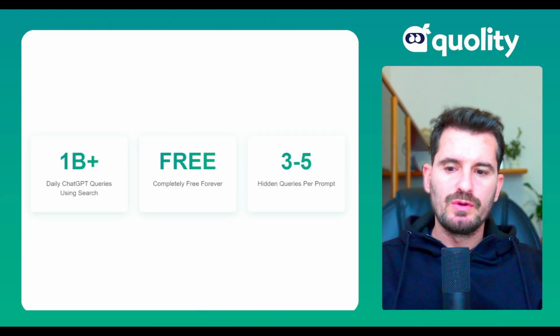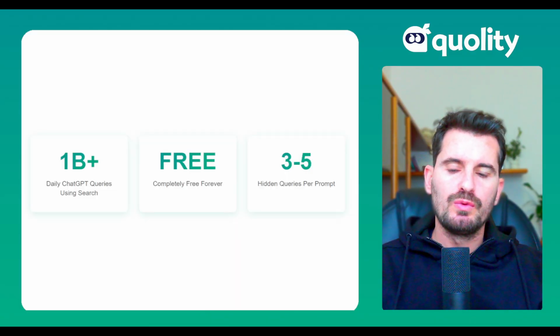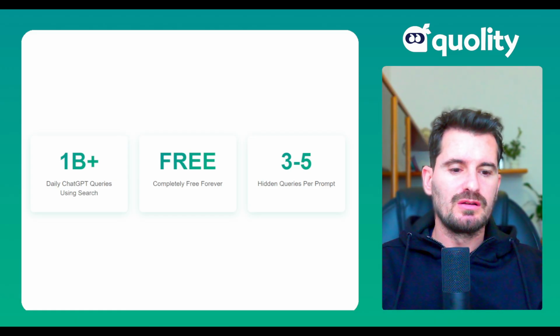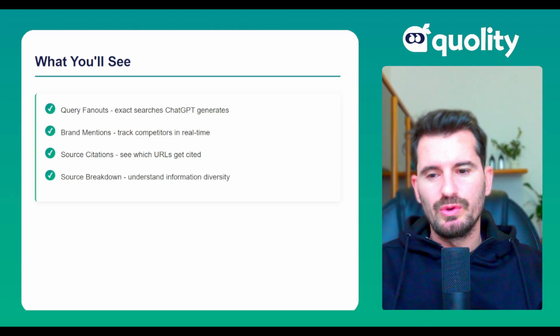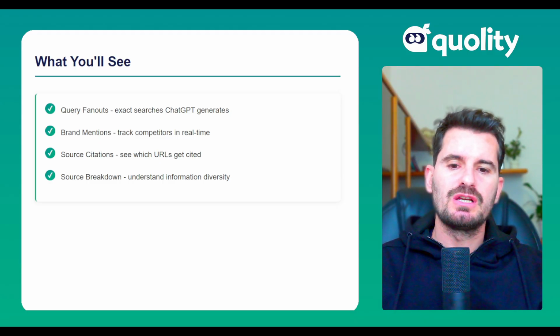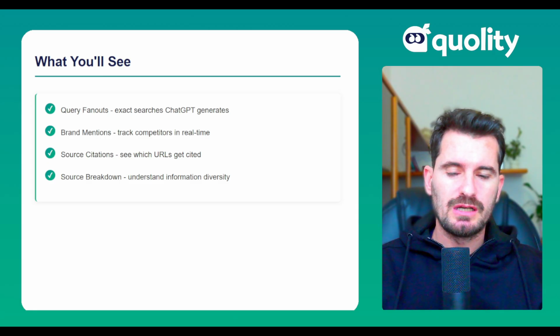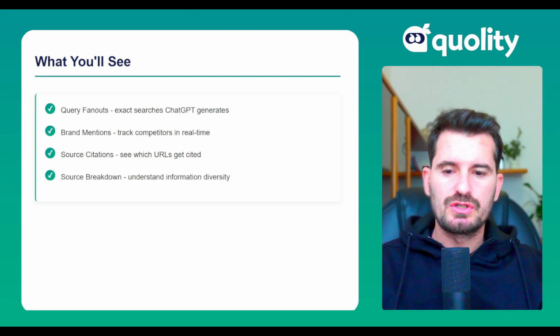But just a few numbers. First of all, we have over 1 billion ChatGPT queries per day, which is something a lot of people don't realize. The potential is huge. What you will see is query fanouts, which are the exact searches ChatGPT generates before answering, right? Then you will see brand mentions, which also includes tracking competitors in real time, and source citations, which allow you to see which URLs get cited, right? And then obviously a source breakdown to understand information diversity.